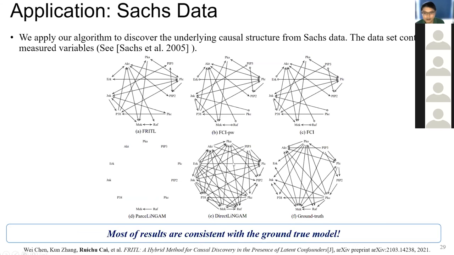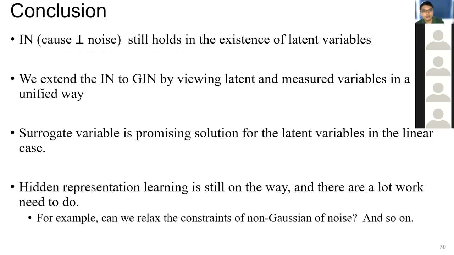Okay, as a summary, we want to say, first, the independent noise assumption still holds in the existence of latent variables. Second, we extend the independent noise condition to the generalized independent noise condition by viewing the latent variable and the measured variable in a unified way. Third, the GIN condition is a promising solution for the latent variables in the linear case. We also want to say that hidden representation learning is still on the way, and there is a lot of work needed to do. For example, can we relax the constraints of the non-Gaussianity?